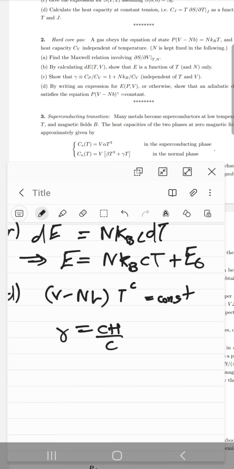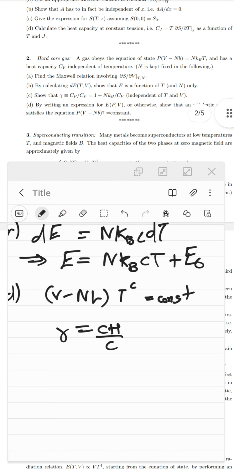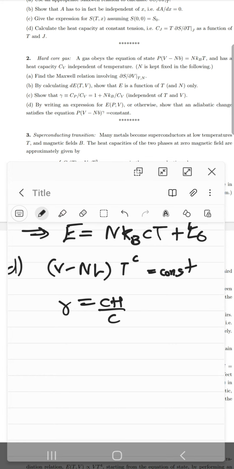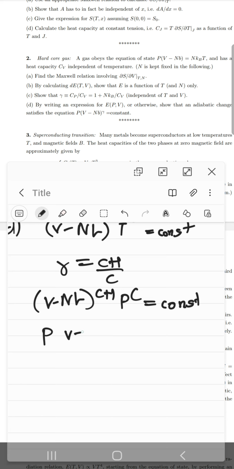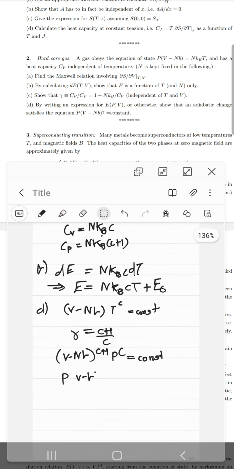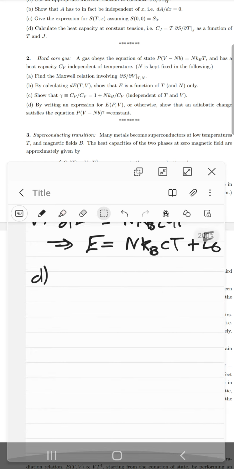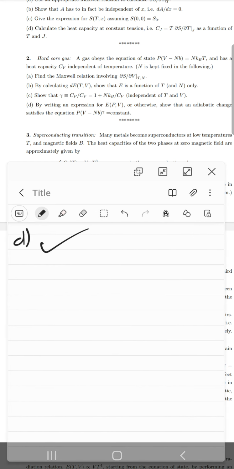Yeah, cool. So now you can use that fact, because look, V minus nB, sorry, okay, this T actually, right? So that T can be written as just P times (V minus nB) upon nk. Okay, fine. So we just get (V minus nB) to the power of C plus 1 and then P to the power C. That's actually equal to constant, right? And that implies that P times (V minus nB) to the power of gamma is constant. So this is actually very easy to see. So D part is done.